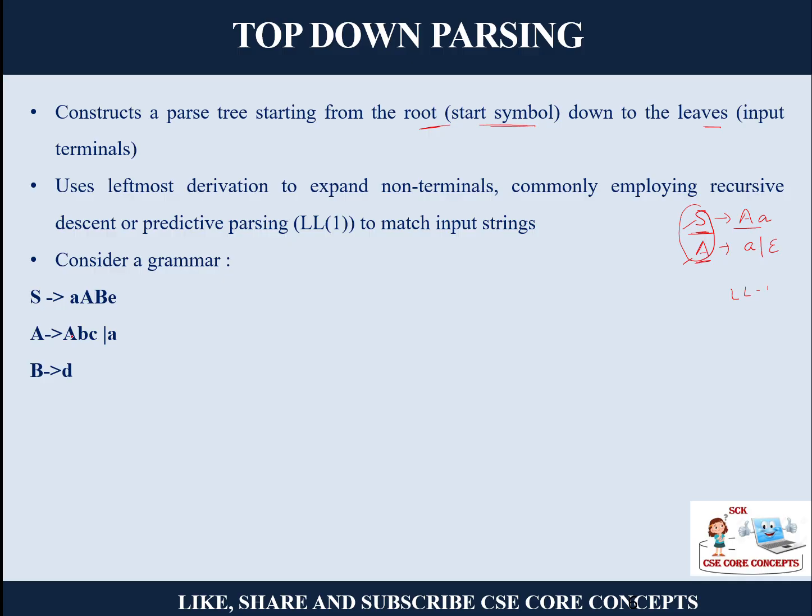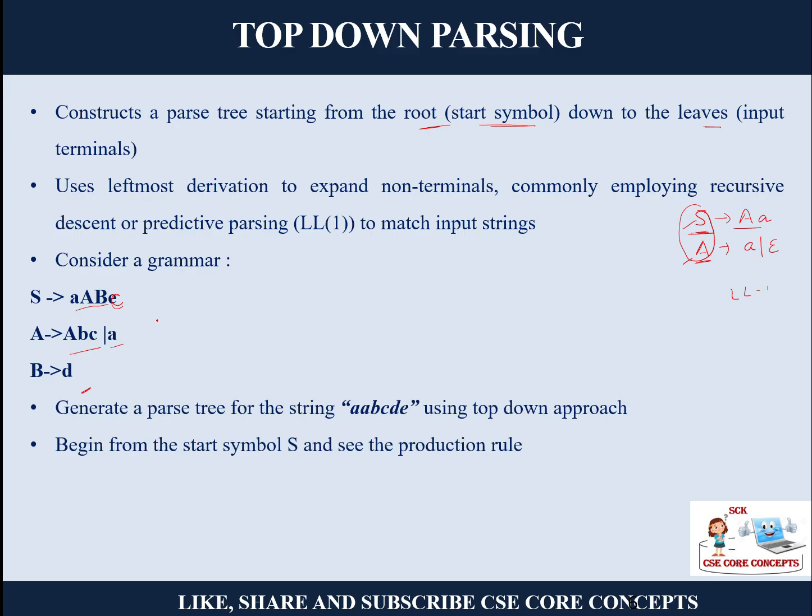Let us say a grammar. So consider this grammar with A, B, and C. Let's say this is C, and this is either A, B, C or A, and B is D. This is a grammar where I want to generate a parse tree considering this string A, B, C, D, and E, using a top-down approach.